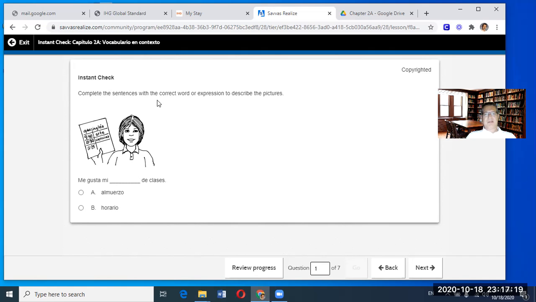It says complete the sentences with the correct word or expression to describe the pictures. So it has the time and it has the classes. So what is this? This is the schedule. Me gusta mi blank de clases. I like my class blank. My class schedule, right? Horario, schedule.